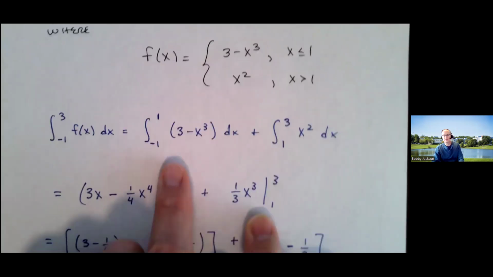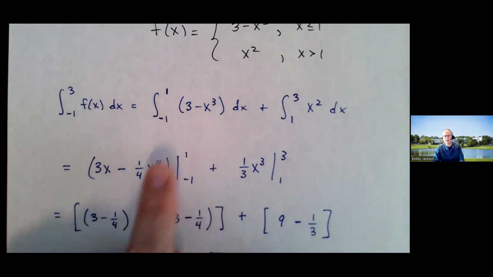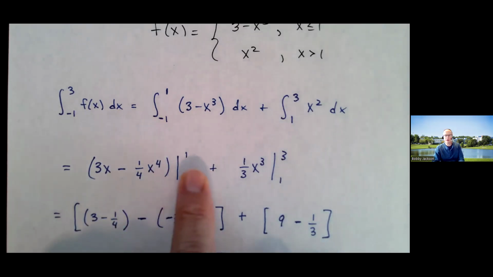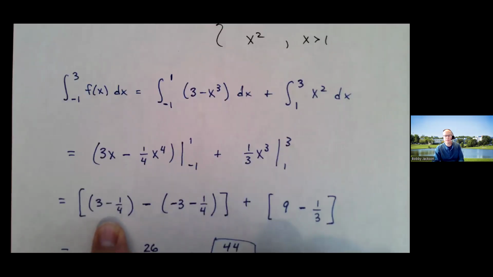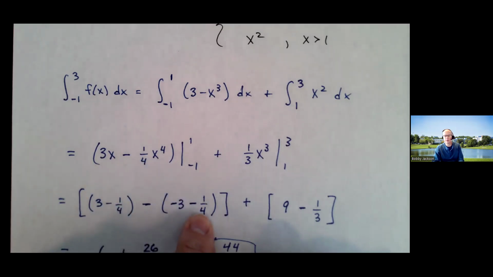So it's pretty easy to find the antiderivative here. Antiderivative of 3 is 3x. Antiderivative of x cubed is 1/4 x to the fourth. And I'm going to evaluate it at 1 and plug in x is -1, so be careful there. I get -3, but -1 to the fourth is still +1, so I get -1/4 there.